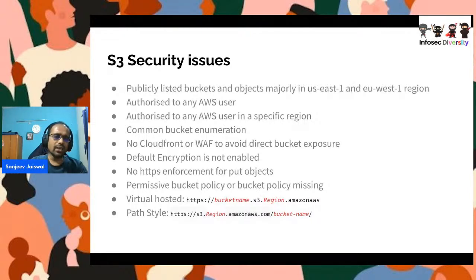Then there can be a scenario like, okay, if you are an AWS user, you can access that bucket, but again it is wrong, right? It should be very specific to the account, to the user, or to the application, right? Then you might think, okay, if I am authorizing any user to a specific region, the attacker would not be able to figure it out very easily. But again, there are lots of tools which they will run, and even if they are not aware of any of these kinds of scenarios, they will get that, okay, this bucket in this region in this account is public. So people do common bucket enumeration.